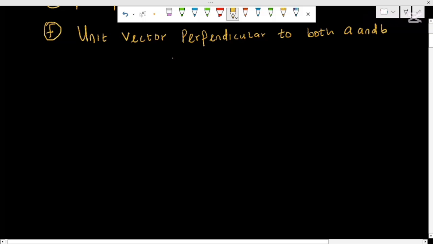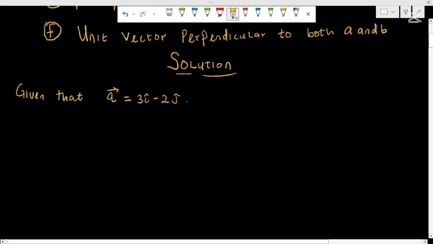Now it says solution. Given that vector A is equal to 3i minus 2j plus k, and vector B is equal to 2i plus 4j minus 3k. That's the question. So we have to look for A cross B.